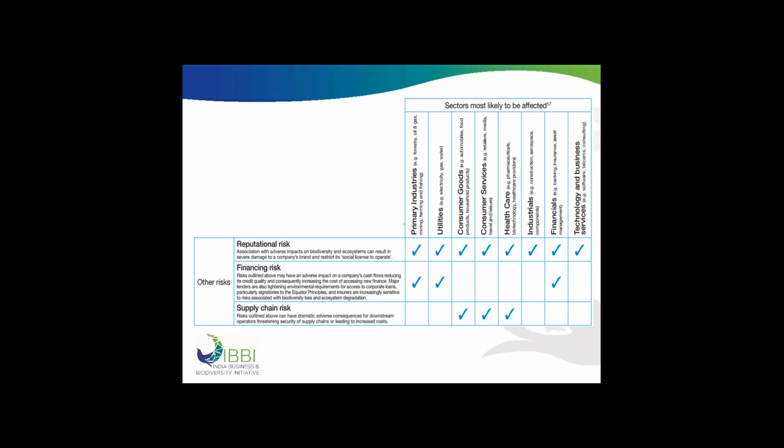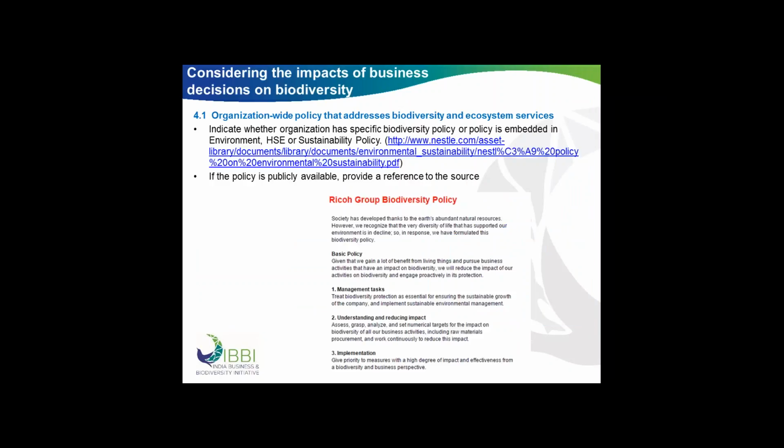The next core indicator, 4.1, which is about the organization-wide policy that addresses biodiversity and ecosystem services, requires the company to indicate whether the organization has a specific biodiversity policy or whether the policy is embedded in an environment, HSE, or sustainability policy. The company also needs to disclose whether the report or policy is publicly available.